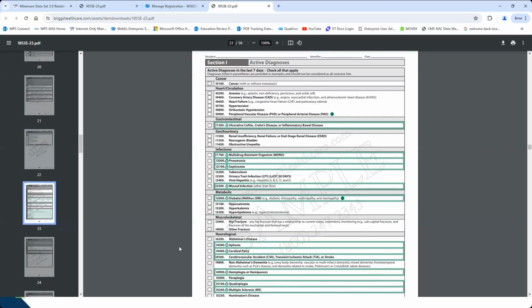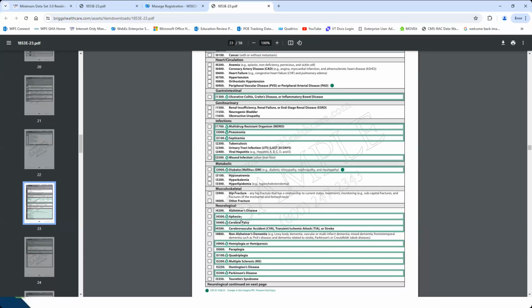So as we scroll down to the next section, we're going to start seeing the active diagnoses in the last 7 days. So this is section I0100. So things like an active diagnosis of ulcerative colitis, Crohn's disease, inflammatory bowel disease. You can see all these in green really affect your Medicare payment. These are the big ones. So we've got multiple drug-resistant organisms, pneumonia, sepsis, wound infection, diabetes.